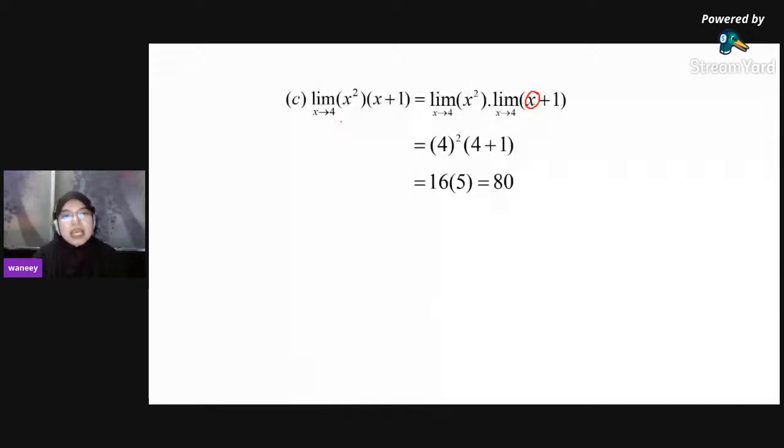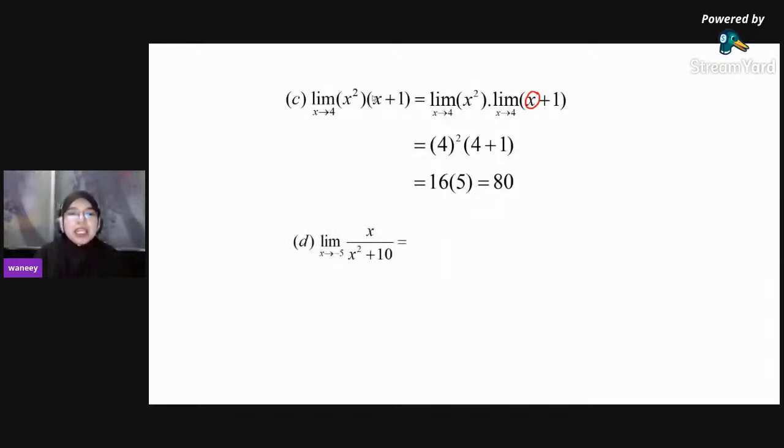You can actually expand them first before you apply the limit. So normally for me, I do prefer to do that as well. So sometimes I do prefer to expand them first before I apply the limit. Okay, so that is for C.